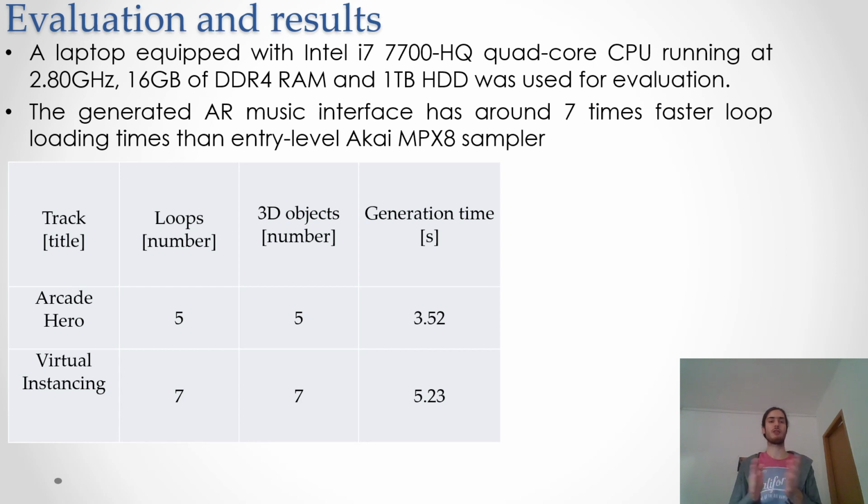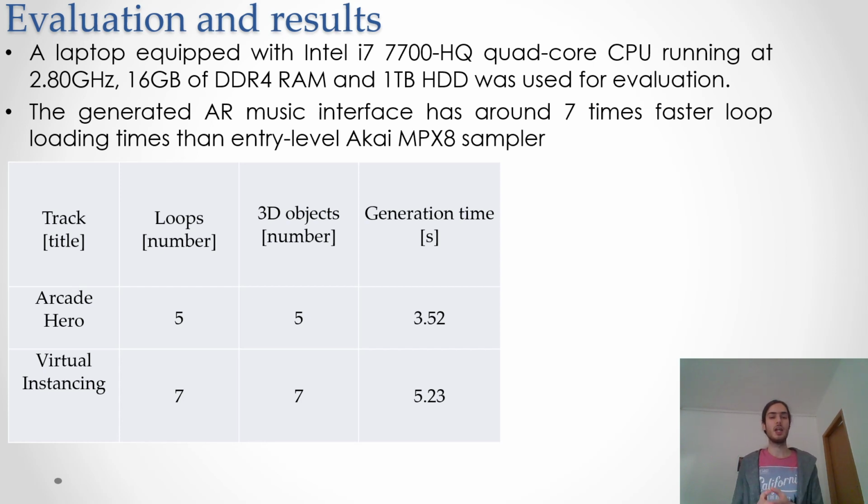Now let's see the evaluation. A laptop with given characteristics was used for evaluation, and I evaluated the code generation time for reconstruction of my two tracks, Arcade Hero and Virtual Instancing. In Arcade Hero, I had 5 loops and 5 3D objects, and code generation time is quite short. You can see around 3.5 seconds. And for Virtual Instancing, I had 7 loops and 7 objects, a bit longer time.